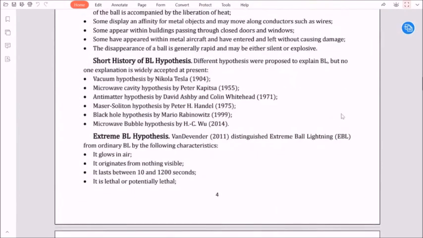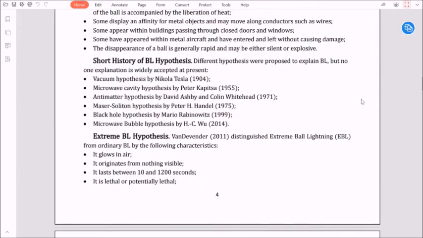Short history of ball lightning hypothesis. Different hypotheses were proposed to explain ball lightnings, but no one explanation is widely accepted at present. Vacuum hypothesis by Nikola Tesla, 1904. Microwave cavity hypothesis by Peter Kapitsa. Antimatter hypothesis by David Ashby and Colin Whitehead. Meso-solid tone hypothesis by Peter Handel. Black hole hypothesis by Mario Rabinovich. Microwave bubble hypothesis by Wu.